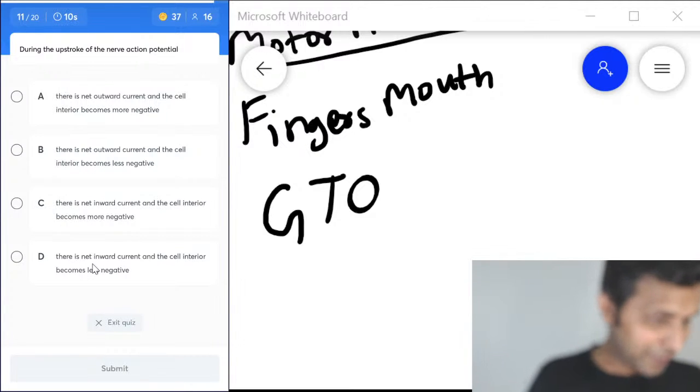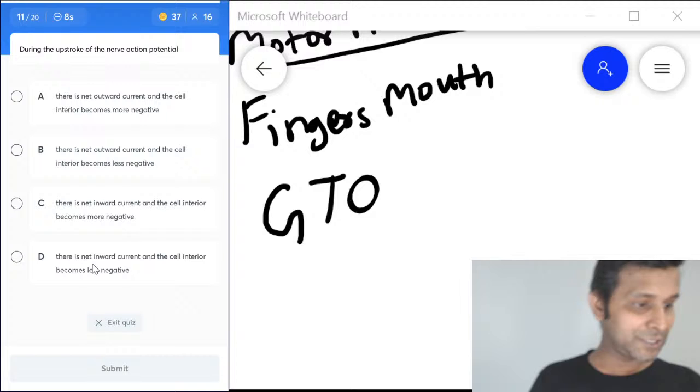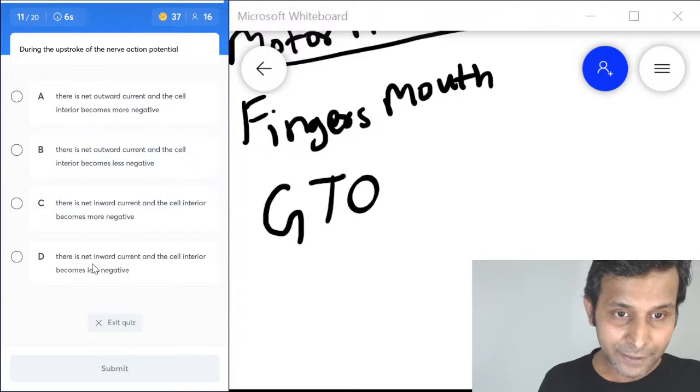In C and D, hello Dr. Purnima, Dr. Sandeep, sorry, I just missed 2 points, but we are back again.